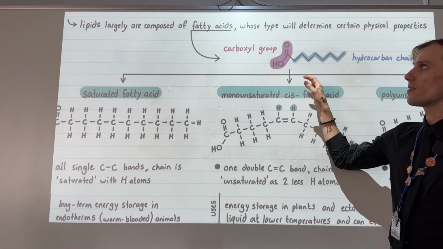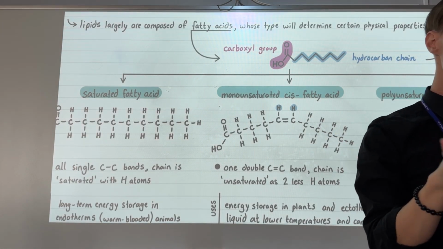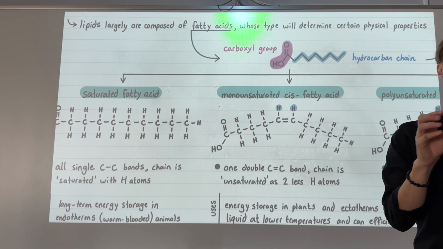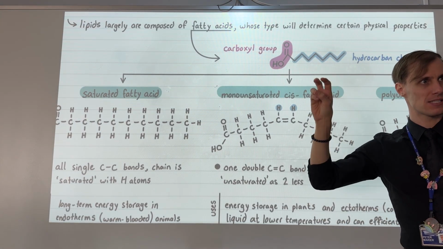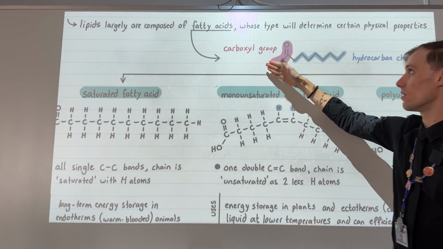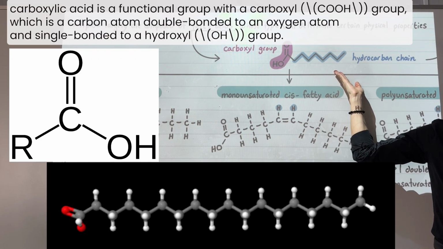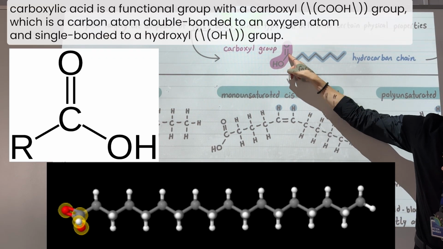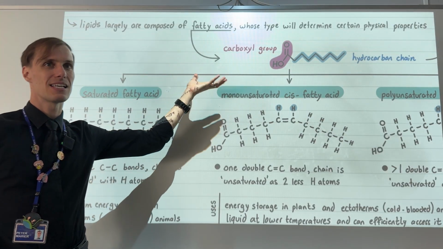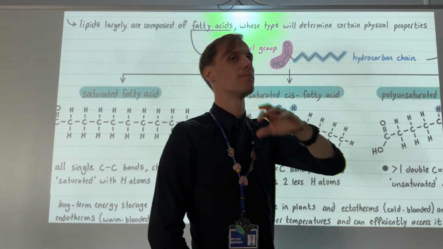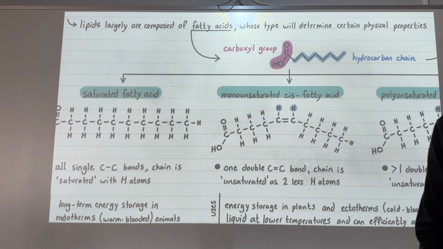So I will say that just about all lipids have at least some fatty acids. So a fatty acid is effectively a carboxylic acid group, right? We have a carboxyl group, and then we have a hydrocarbon chain. These fatty acid groups are a major component of a lot of different lipids.